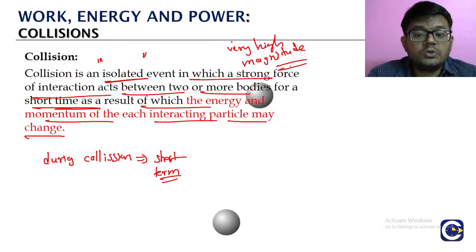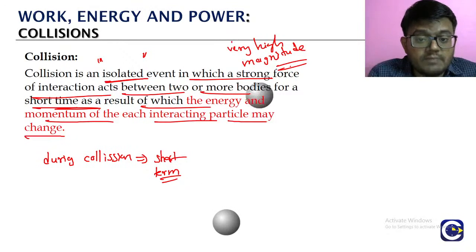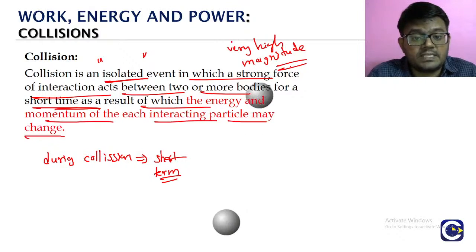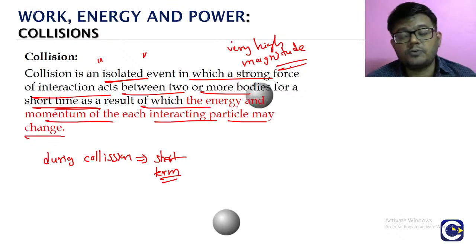Because of that, what you are able to see as an observable thing is that the momentum and the kinetic energy of the particles might change. In most cases, what do you observe? You will see that sound may be produced, heat may be produced, light may be produced, deformation may be caused in the objects. Okay? So this is how we will define the concept of collisions.